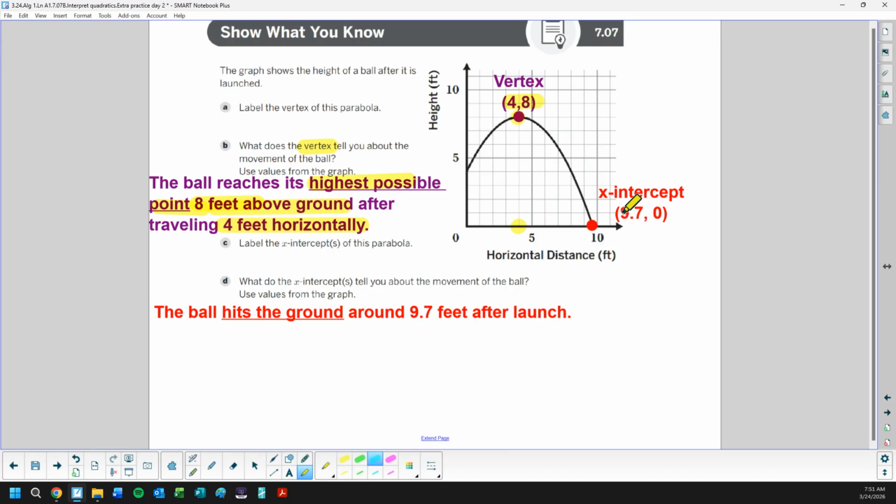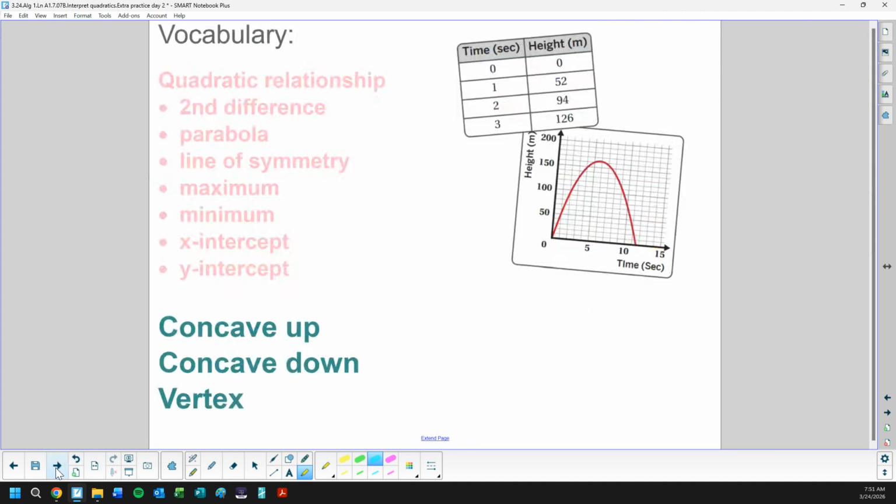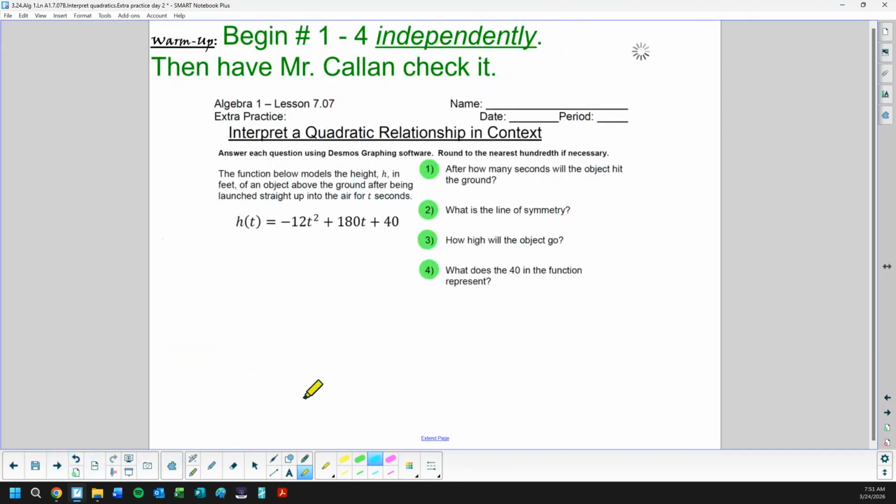Meanwhile, not every key feature is going to be a nice integer. Sometimes it's not an exact 9 or 10 feet. But nevertheless, the ball hits the ground, the ball lands, the ball impacts the ground approximately 9 7/10 feet after it is launched. Make sure to include the numbers in your explanations. Don't forget, concave up looks like a smile, concave down looks like a frown, and you'll hear me use words like maximum, line of symmetry, etc.